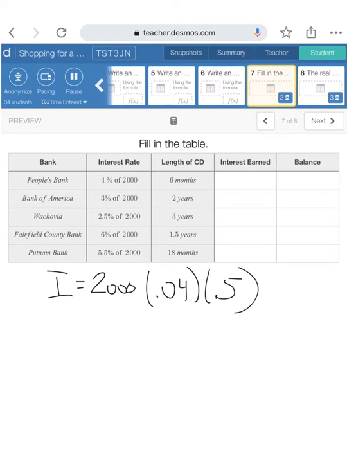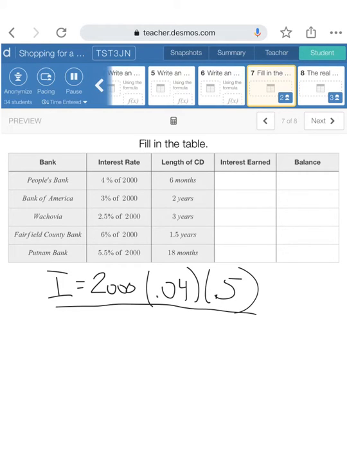Now slide 7 is a little bit different. It asks you to fill in the table. So we'll look at the example for People's Bank. And we did the People's Bank example on the previous slide. And we ended up with the formula I equals 2,000 times 0.04 times, once again, 0.5.